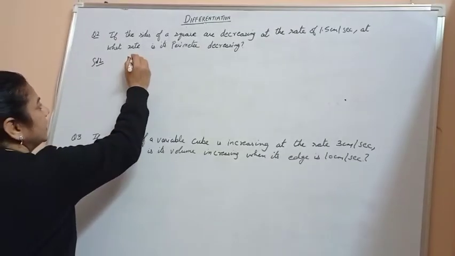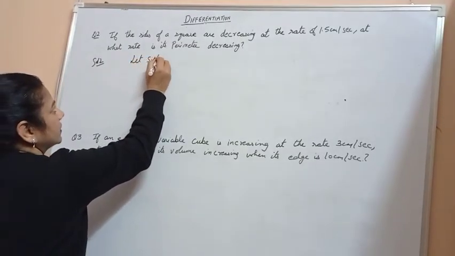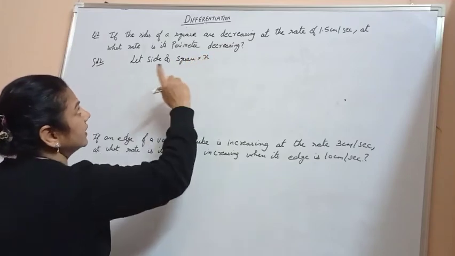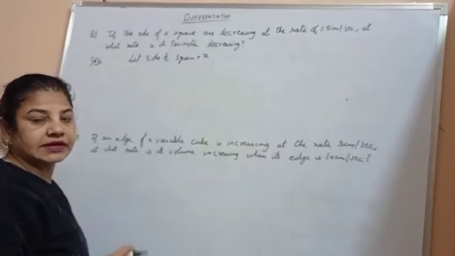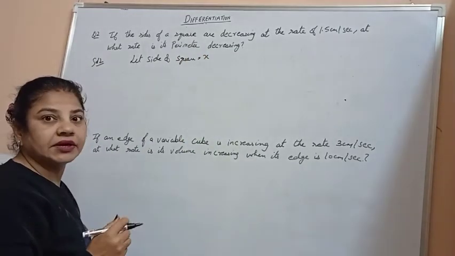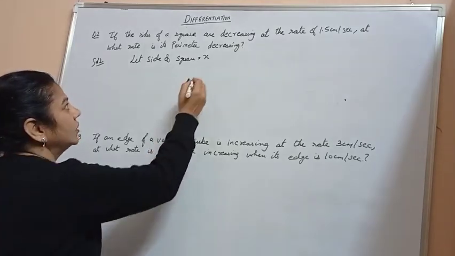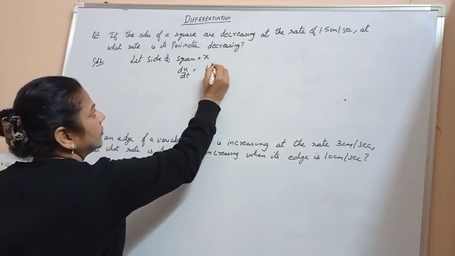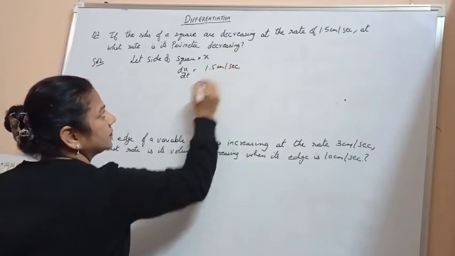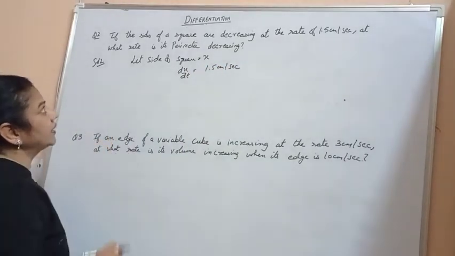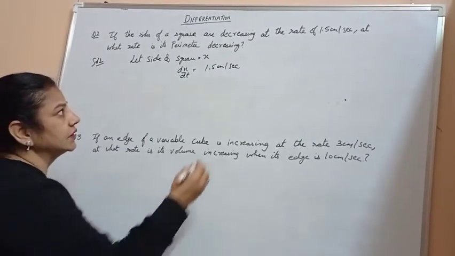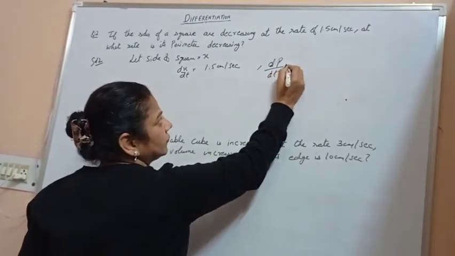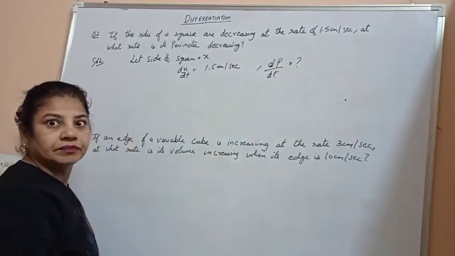So first of all, we write the information we are having. Let the side of a square be x. Then the side of the square is decreasing at the rate of 1.5 centimeter per second. Therefore, we have dx by dt is equal to 1.5 centimeter per second. We have to find at what rate the perimeter is decreasing. That means if p is the perimeter, we have to find dp by dt.